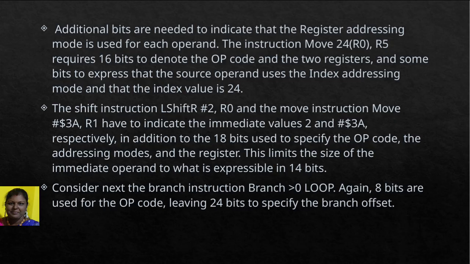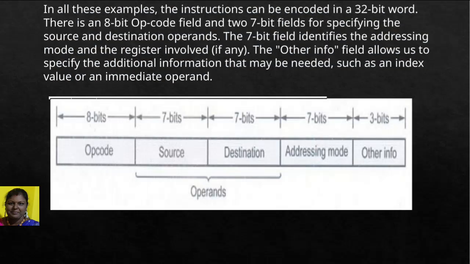Finally, branch instructions like branch greater than 0 loop use 8 bits for the opcode and 24 bits for the branch offset. In these examples, every instruction fits neatly into a 32-bit word. We've got an 8-bit field just for the operation code. That's the command itself. Then, 2 7-bit fields specify where the data comes from and where it's going.